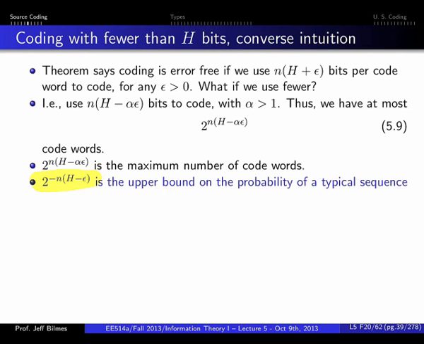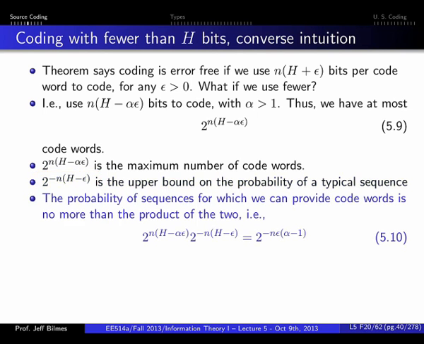Let's see what happens to that probability. So we multiply these two things together. The count, which is the number of typical sequences, or an upper bound on the number of typical sequences, times the probability of each one of those things, gives us the total probability of us being able to code. And so what we end up getting is this.